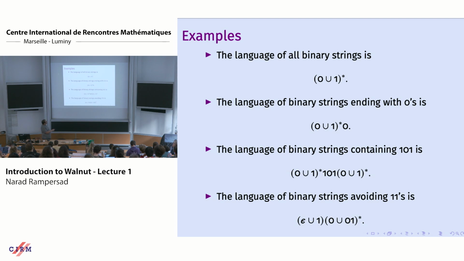Language of binary strings avoiding 11. Well, if a string does not contain 11, it can be factorized into a concatenation of either 0 or 01 repeatedly. And then it might or might not begin with a 1.